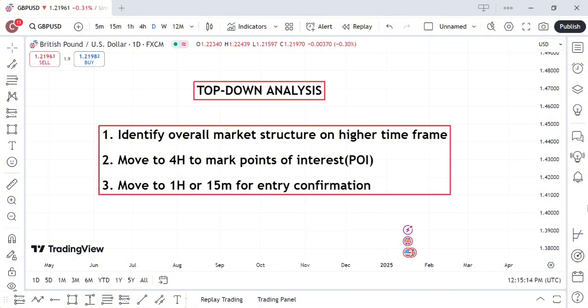A point of interest is simply your institutional reference point, like your fair value gap, your order block, your mitigation block, your breaker block, and the rest. Now, number three, we move to the 1 hour or 15 minutes time frame for entry. So when we mark our point of interest in the 4 hour, we wait for price to retrace on the 1 hour or 15 minutes for entry. Price has to retrace back to our point of interest where we are going to look for entry. Alright, let's dive into the chart.